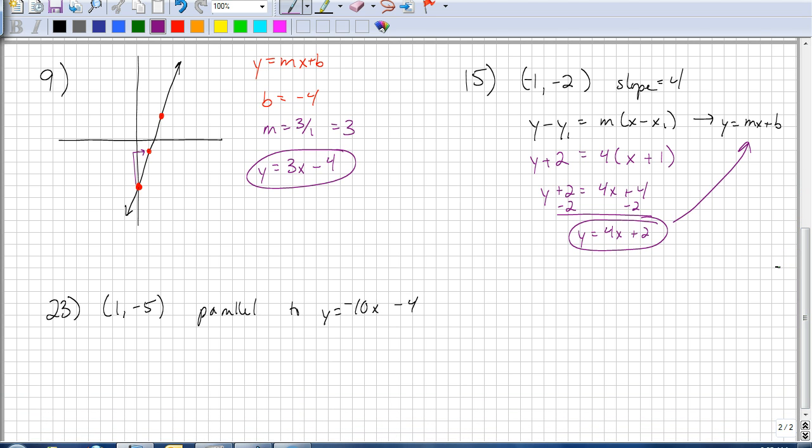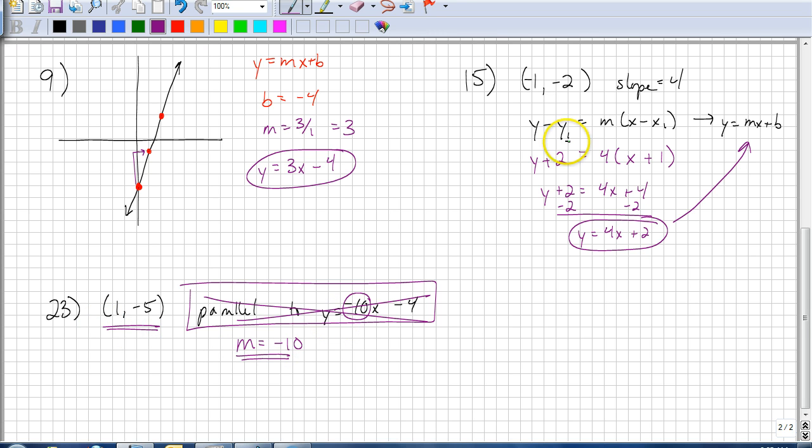For the last 2 problems, like number 23, it goes through the point (1, -5) and it's parallel to this equation, y equals -10x minus 4. To do a problem like this, you're going to use this piece to find the slope. Remember, if 2 lines are parallel to each other, that means they have the same slope. So the line that goes through (1, -5) has a slope of -10. Once I use that to find the slope, I'm done with that other equation. I don't use anything else from it. So now it's just like number 15, where we know our slope and we know our point. We start out by putting it into point-slope form and rewrite it to be in slope-intercept form.